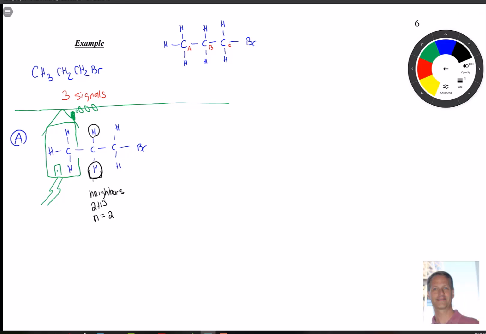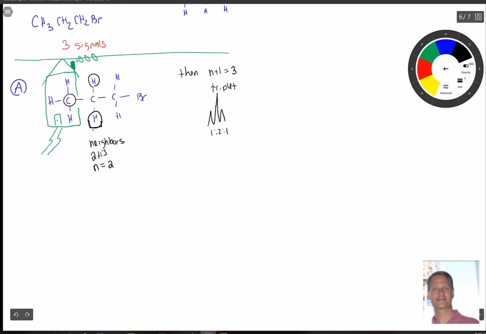Right? So if your N is equal to 2, then N plus 1 is equal to 3. So the peaks from this carbon connected to those 3 H's, it's really the 3 H's, but the peak caused by the H's that are in that house are going to look like a triplet. And the peak pattern should be a 1 to 2 to 1 ratio. And again, that's determined by Pascal's triangle.